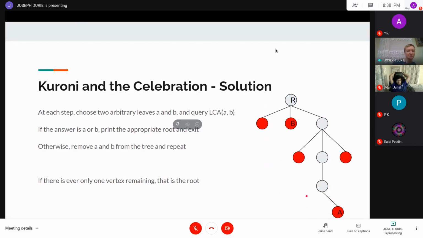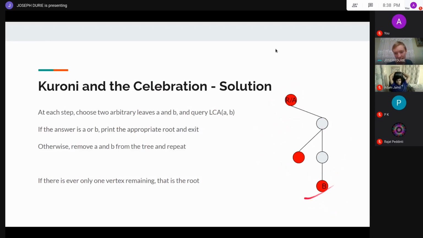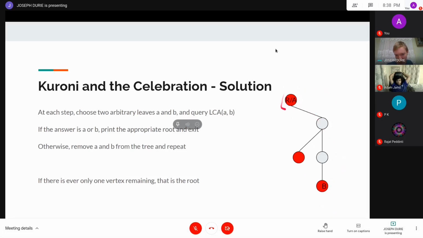Okay, so now our tree looks like this, with this as a new leaf. And we can pick another 2 random leaves, like let's say these 2. And again, their LCA is R, which is not A or B, so we can remove them both from the tree. And then we pick another 2 leaves, and again, their LCA is not A or B. And now we pick these 2 leaves. And notice that the LCA of these 2 leaves is A, which means that A equals R. So now we can just print whatever number vertex A is and exit because we found the root.